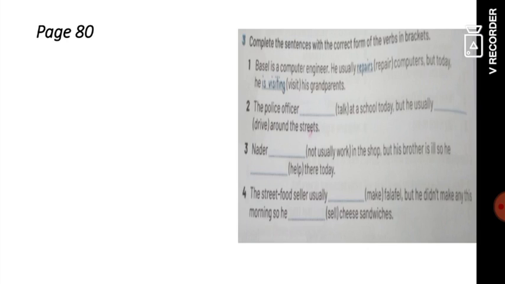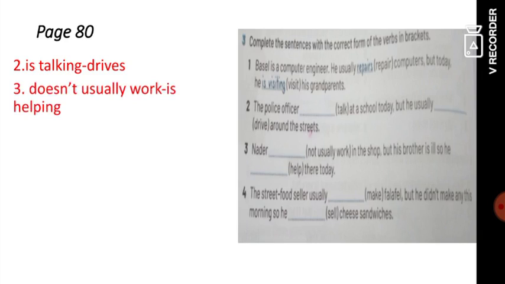Complete the sentence with the correct form of the verb. Basil is a computer engineer. He usually works in the present simple on computers, but today he is visiting his grandparents. Number two, the police officer is talking today at a school, but he usually drives.